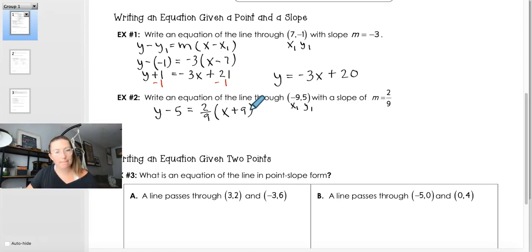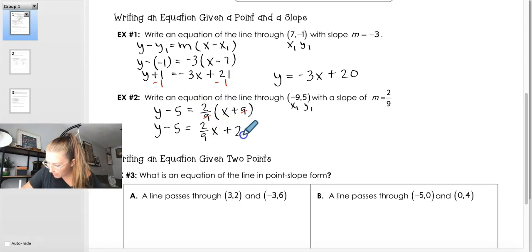All right. Let's go ahead, distribute. Y minus 5 is going to give me 2/9 x. And then when we distribute this, you just multiply straight across the top, straight across the bottom, or hopefully you guys recognize this 9 and that 9 are going to cancel each other out, so I'm just going to have a 2. So since those cancel, I'm going to get a plus 2.